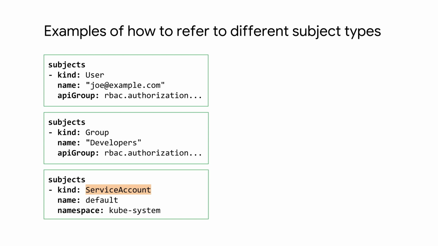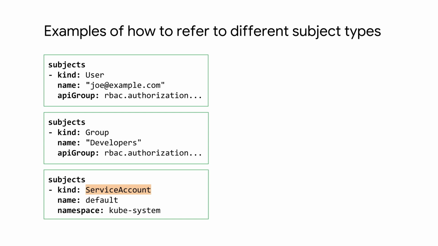Here are some examples of how to refer to different subject types. Working from the top left, you see examples specifying a user and a group. On the bottom left, you have an example of a service account subject where the service account name is default and the namespace is specified as kube-system.